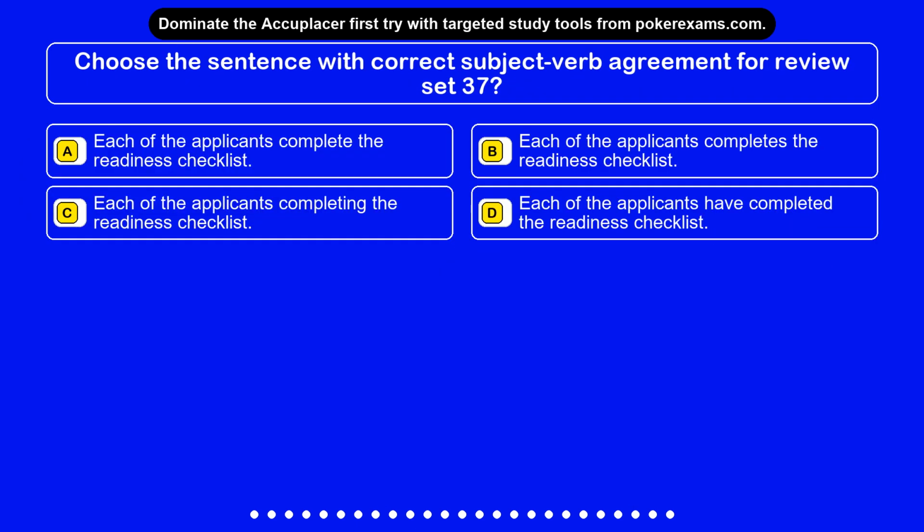Question 18. Choose the sentence with correct subject-verb agreement for review set 37. Option A. Each of the applicants complete the readiness checklist. Option B. Each of the applicants completes the readiness checklist. Option C. Each of the applicants completing the readiness checklist. Option D. Each of the applicants have completed the readiness checklist.